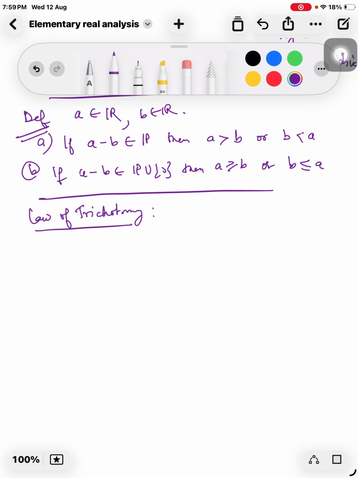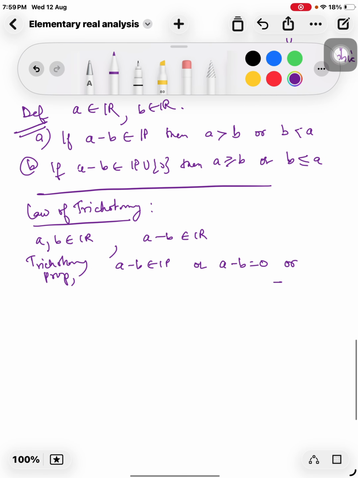So this other form is that, see, if A and B are two real numbers, then A minus B is also a real number, and as per the trichotomy law or property, we have either A minus B belongs to P, or A minus B is 0 because this is a real number, or the additive inverse of A minus B is in P. That means now A minus B in P means that A is greater than B. So exactly one of these has to hold.